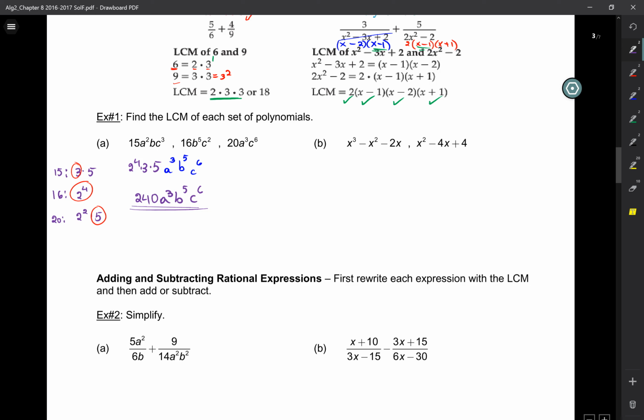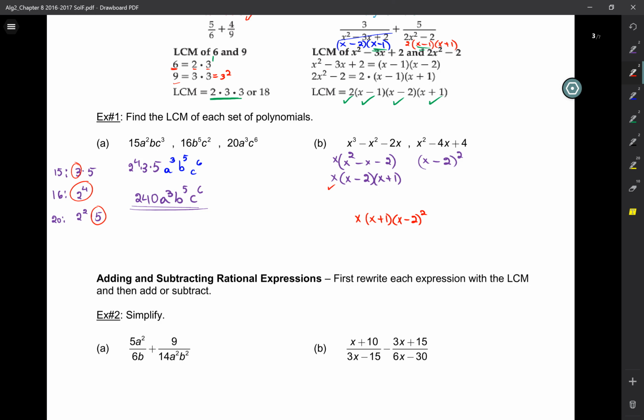I'm going to factor the first one. I'm going to factor out an x, and I think I can factor a little bit more, right? x minus 2, x plus 1. And the second one is x times x minus 2 squared. So now what about the LCM? I need an x, I need an x plus 1, and an x minus 2 squared. Okay? Pretty cool?